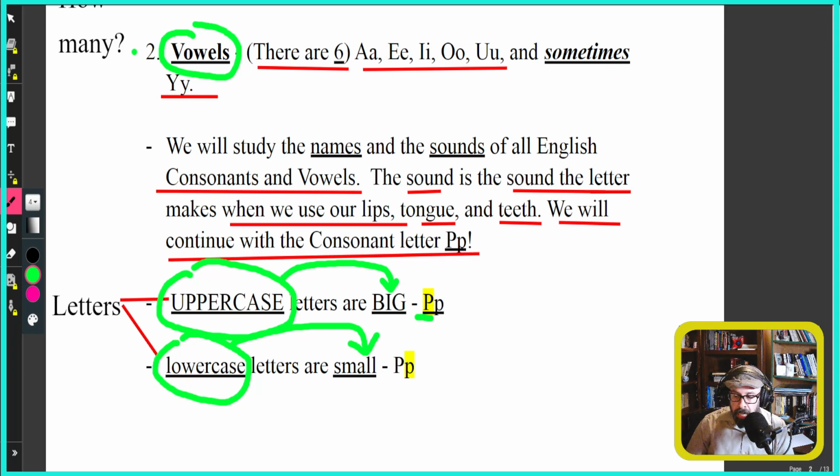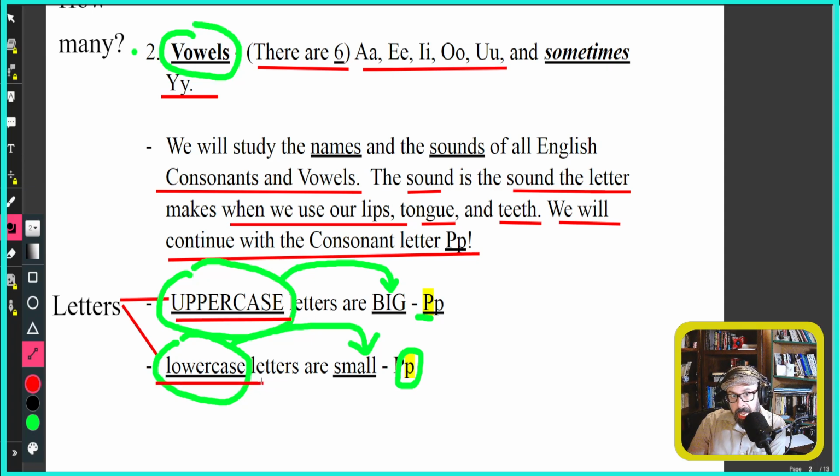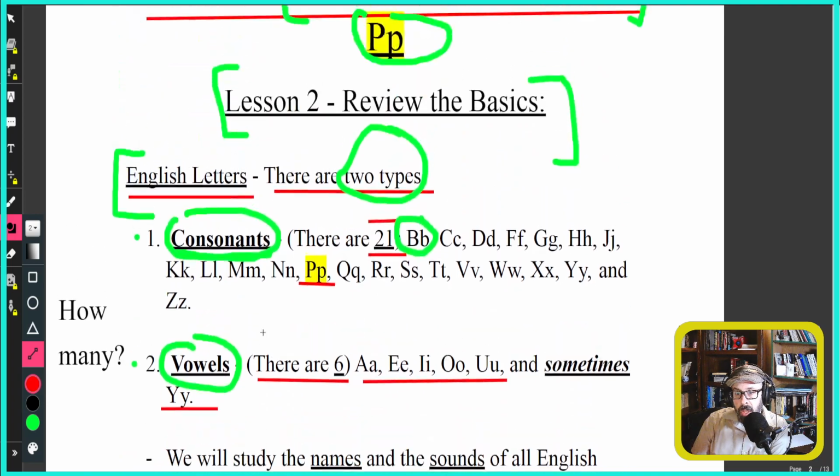The smaller letter, lowercase, small, we see here. The smaller writing of the letter, P. Okay, so remember uppercase and lowercase letters. Uppercase and lowercase, big and small. And consonants and vowels. Okay.